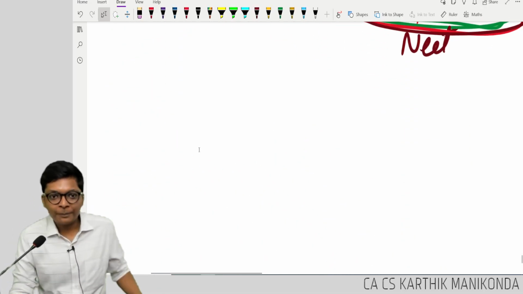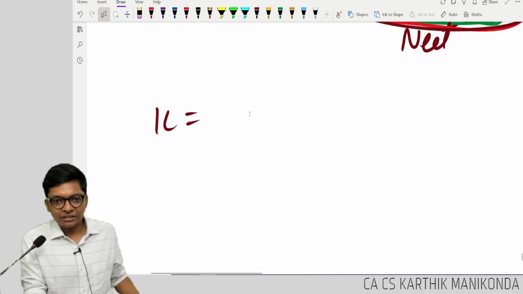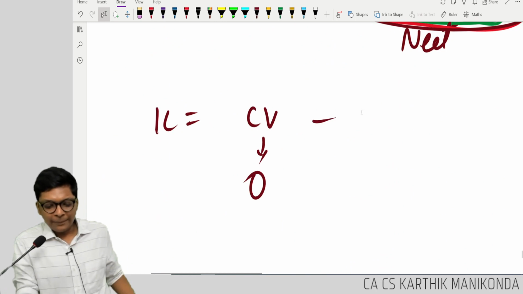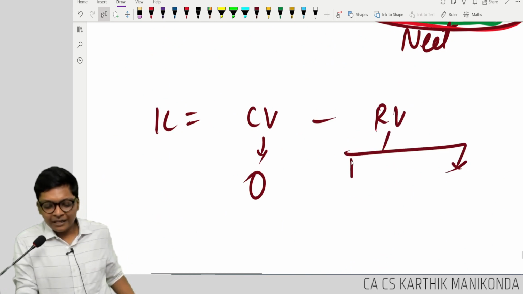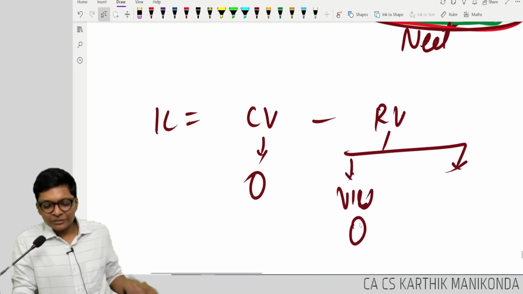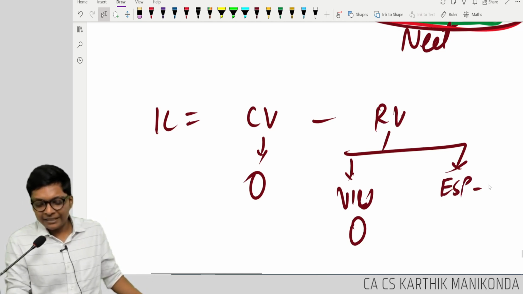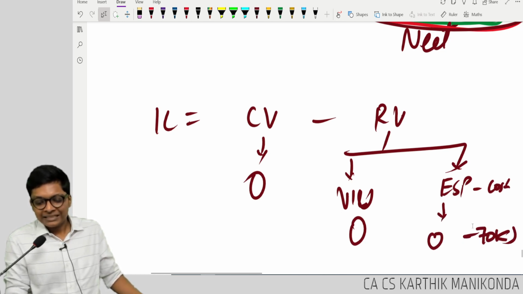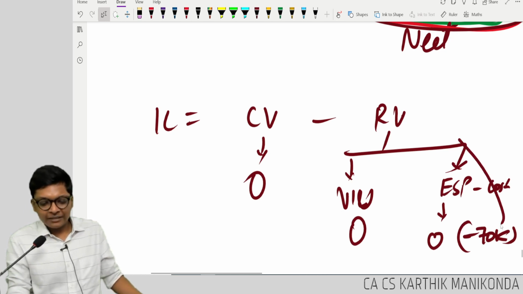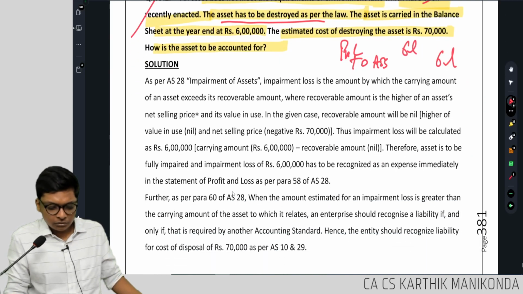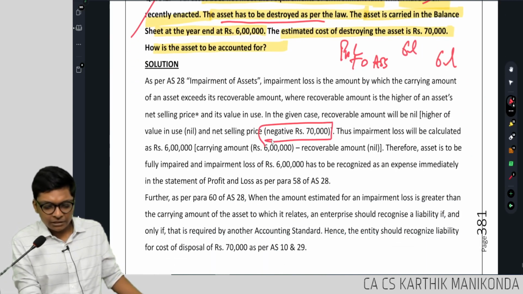So now let me do impairment loss. Impairment loss is equal to carrying value, which is 0 because I wrote off, compared with recoverable value. Recoverable value is value in use. Value in use is 0, no cash flow. What is my estimated selling price minus cost of disposal? Estimated selling price is 0, but cost of disposal is negative 70. So this 70 I will provide because it's a loss. So I will provide for the negative 70,000.